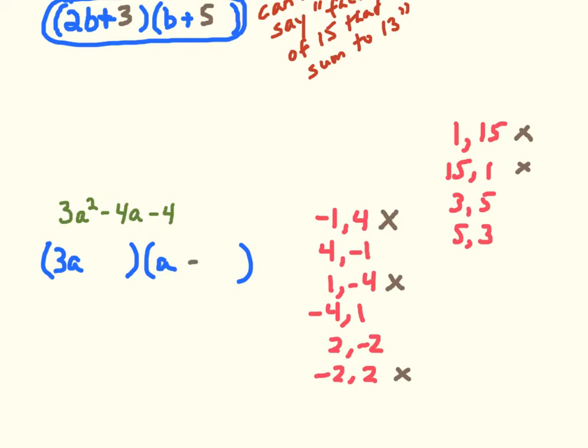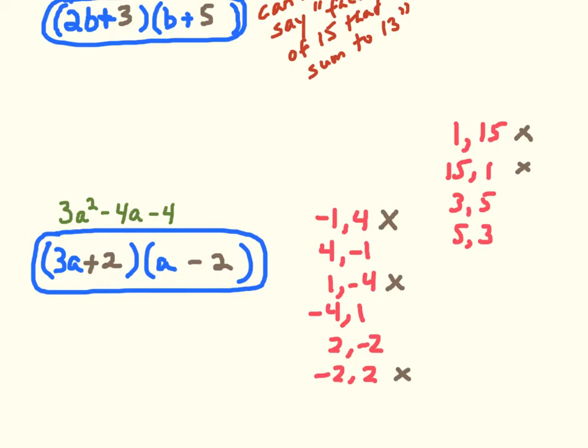For me, this is the one that occurs to me that should work. If I think about how FOIL works here, I'm just eliminating possibilities as I go and zeroing in on what would be the ones that work. And just so you can see why this works, 3a times a, 3a squared, 3a times negative 2, negative 6a, plus 2a, there's your negative 4a that you need, and then 2 times negative 2, negative 4, so that's the one that works. And that's called factoring by inspection, factoring by educated guess and check.